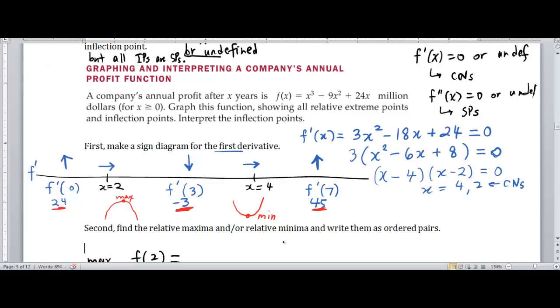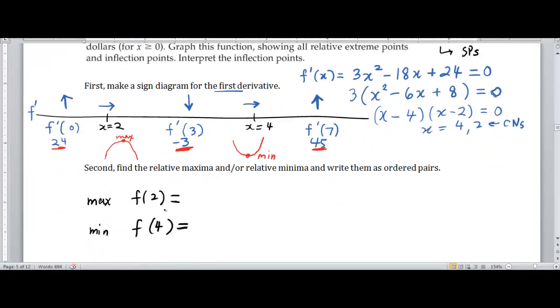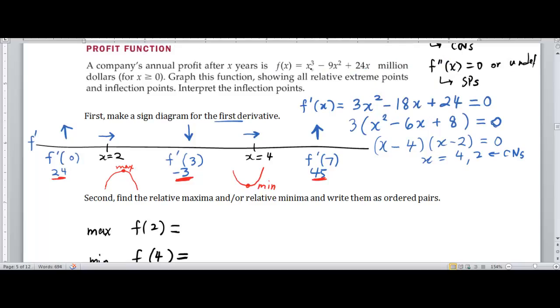We can do this by hand. It would probably be faster, right? So if you plug in, 2 squared is 4. I'm sorry, we're plugging this into the original function. 2 cubed is 8, minus 9 times 2 squared, which is 4 times 9 is 36, plus 24 times 2 is 48. Okay, and we get 8 minus 36 plus 48 gives me 20.